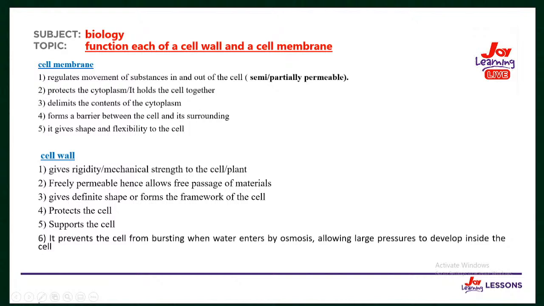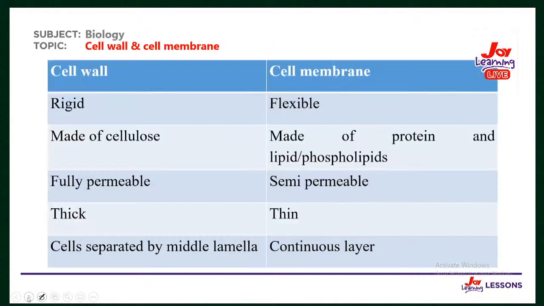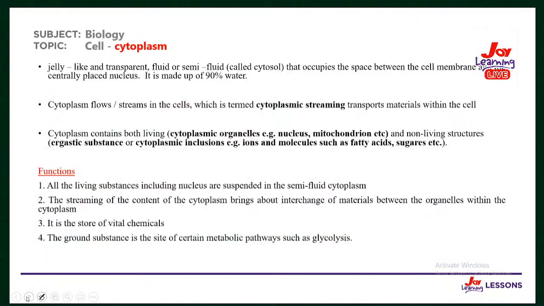Under plasmolysis and turgidity, when you study osmosis, it is this same cell wall of the plant that will resist the bursting of a cell, which brings about turgidity in plants. So that is some differences between cell wall and cell membrane. Okay, let's move on to the next.